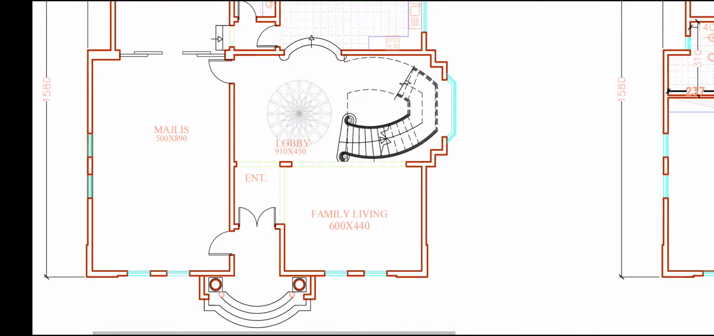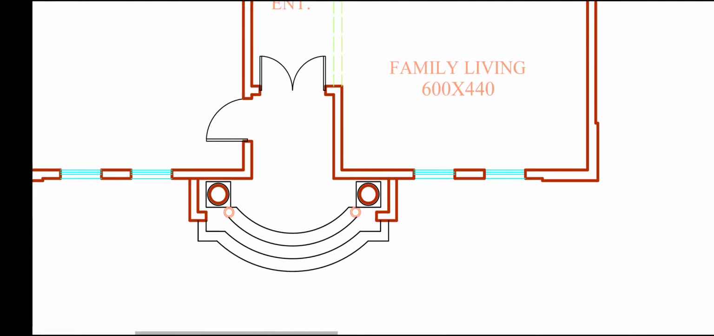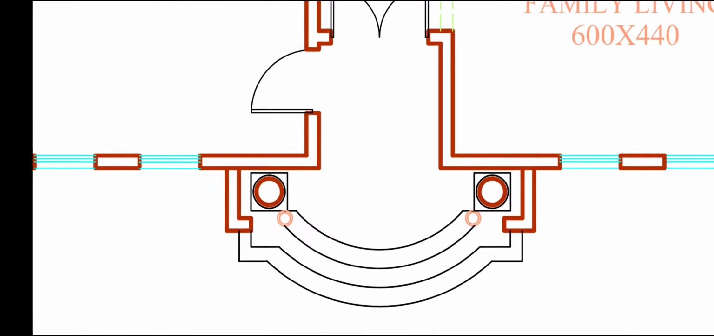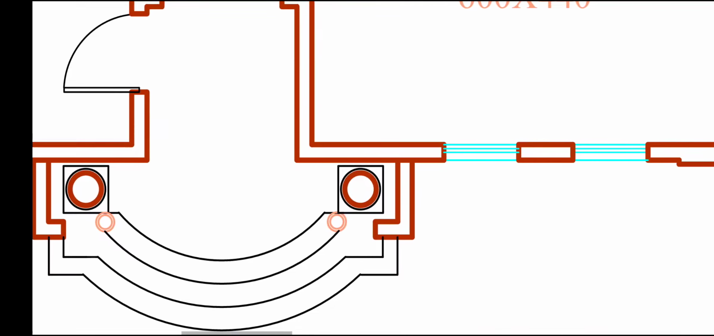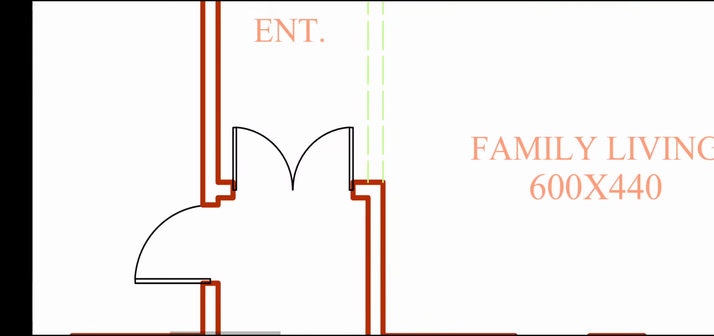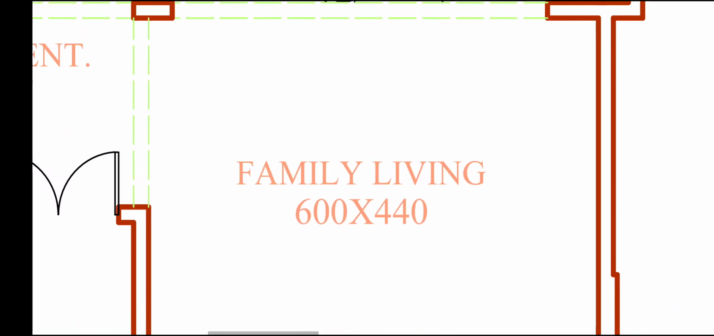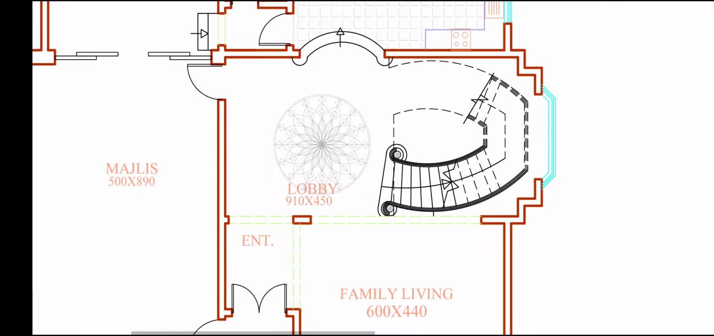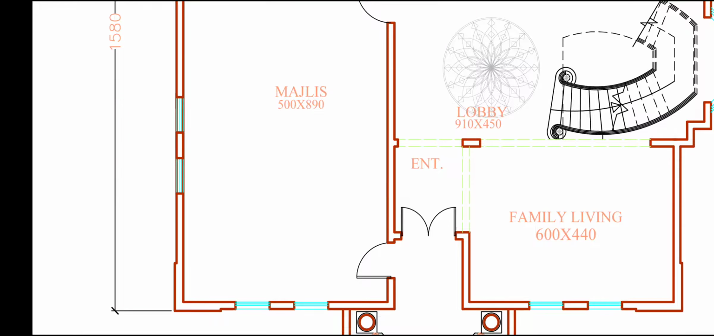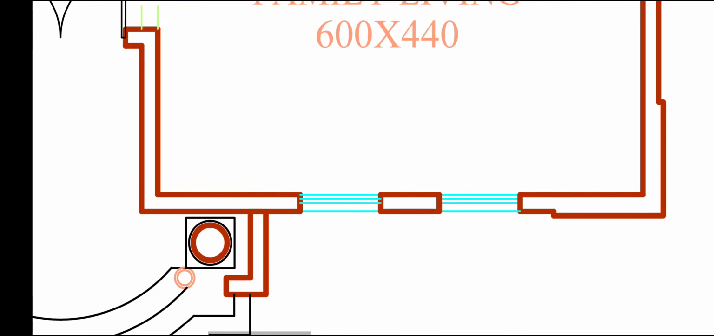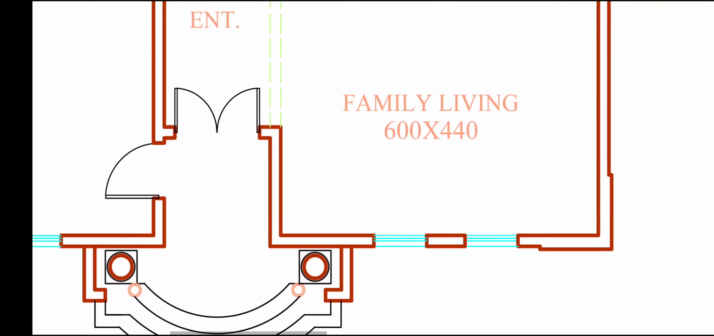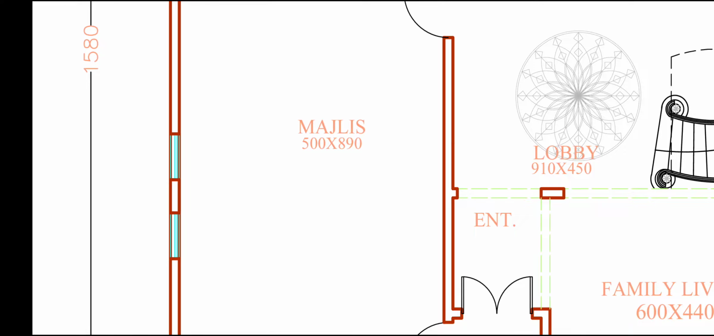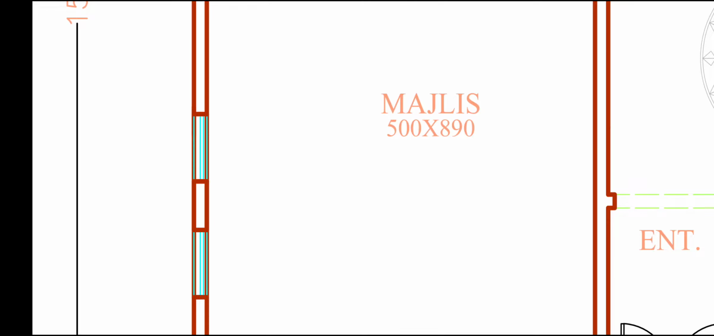We will see this entrance, ground floor entrance, our step, and this column design for elevation design. And this family living, 600 by 440, and this side our hall, this side given window design, continuous frame design window, and here Majlis 500 by 890.